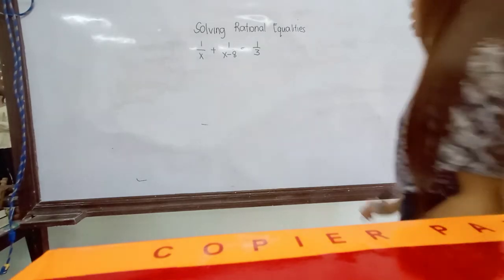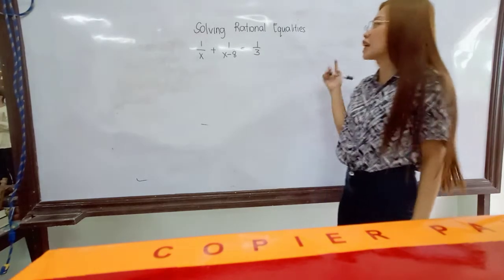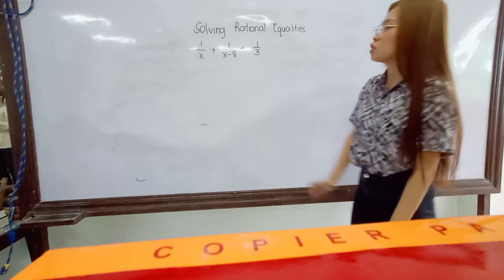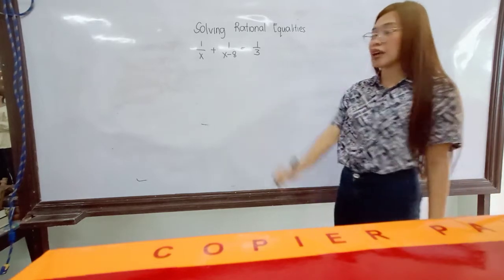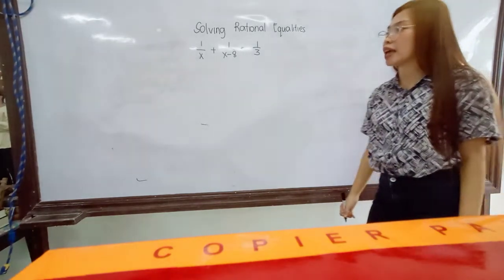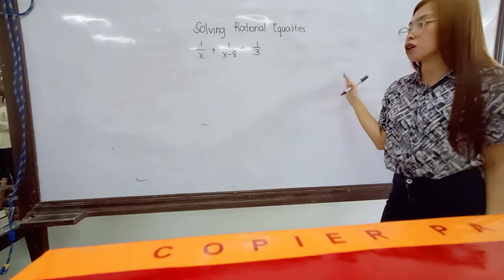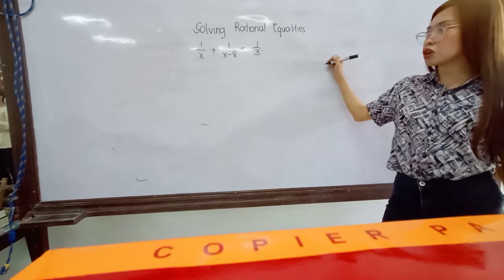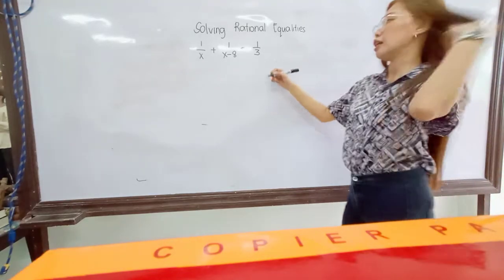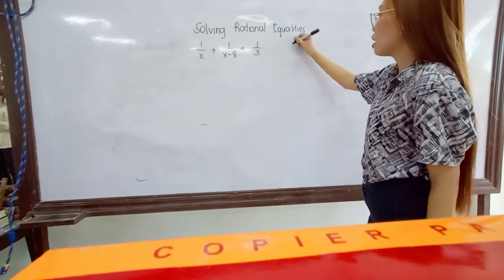Okay, class. So today I'm going to discuss solving rational equations. For example, I have here 1 over x plus 1 over x minus 8 is equal to 1/3. So all we have to do first in solving rational equations is to find the LCD of the three.